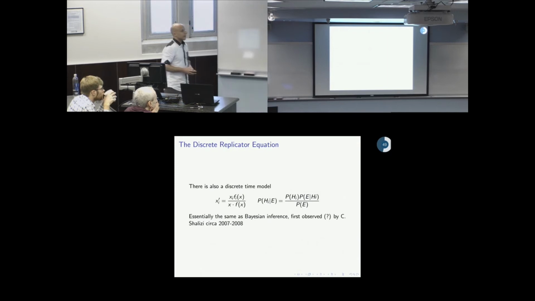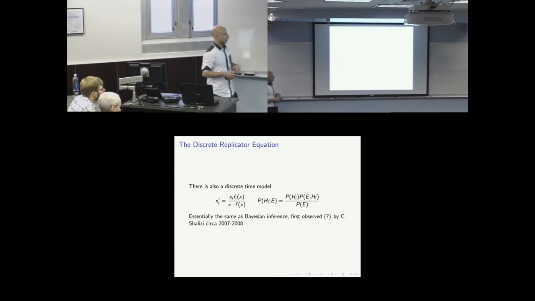There's also a discrete time model rather than a differential equation. And in this case, you're not using a differential equation, so you're moving from one population state to the next. And so they have to sum up to 1 instead of summing up to 0 like the derivatives do. So in this case, you end up dividing by the mean fitness instead of subtracting the mean fitness. But you can take a limit of this and basically get back the continuous one.